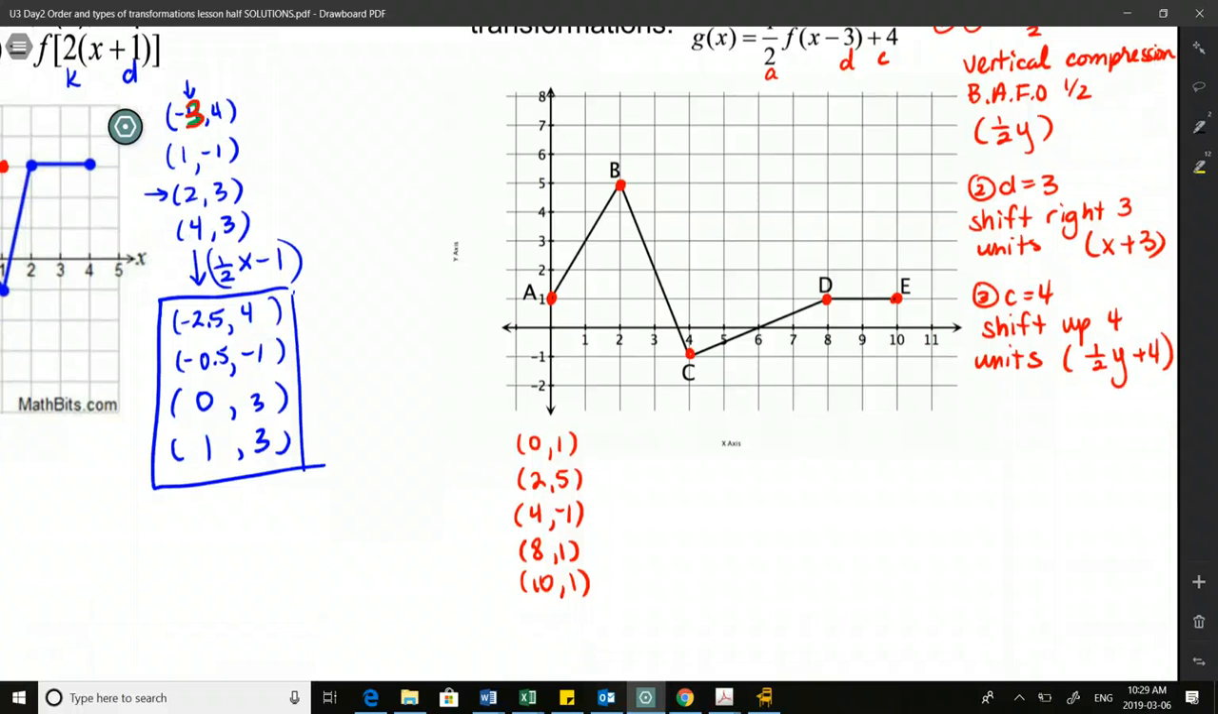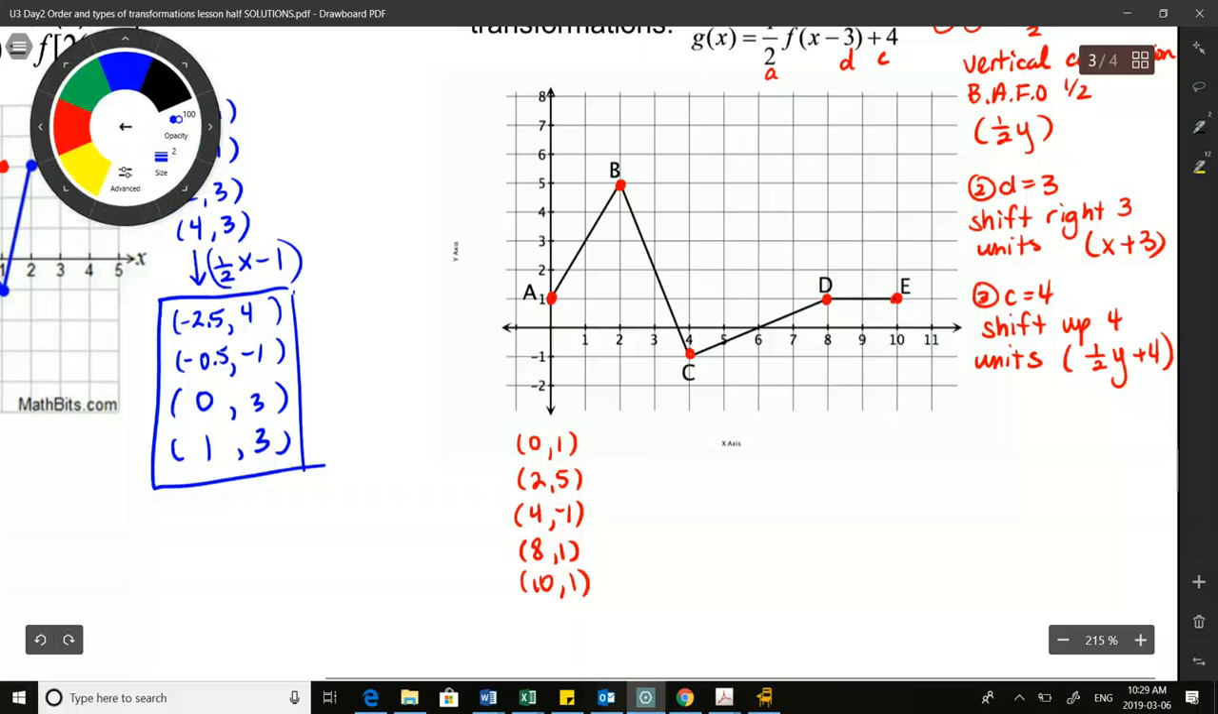Okay, so we have 2 things happening. We have a change to the x, and that change to the x is x plus 3. And then we have a change to the y's, meaning I have to take my y coordinates and halve them and then add 4 to them. So we're going to take each of our x's and add 3 to them. So 0 plus 3, that's 3, 2 plus 3, 4 plus 3, 8 plus 3, and 10 plus 3.